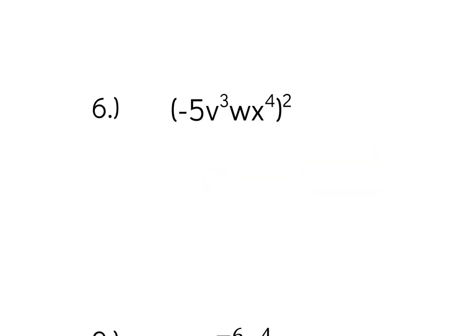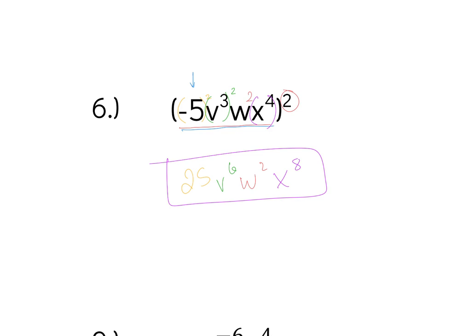Just like the last one, we have 2 of all of this. So when I say we have 2 of all of this, that means we're going to have negative 5 times negative 5, or you could look at it as negative 5 squared, which would be 25. And we have 2 v to the 3rd power, which would be v to the 6th power. We have 2 w's, so we have w squared, and we have 2 x to the 4th, which would be x to the 8th.